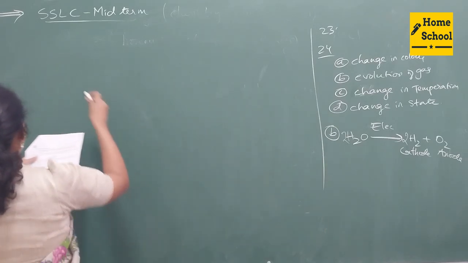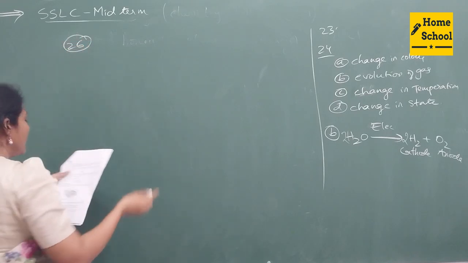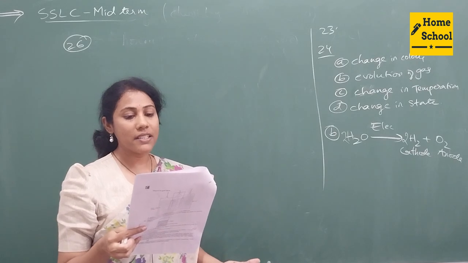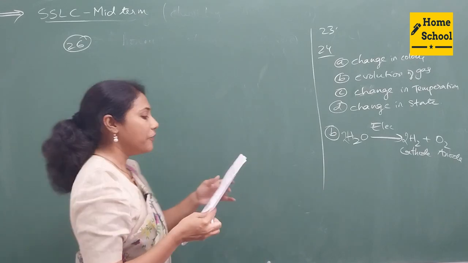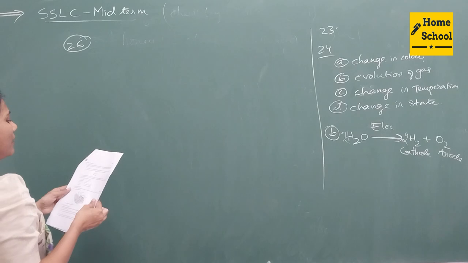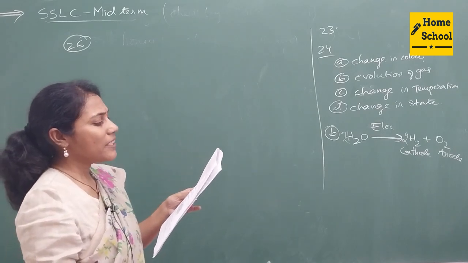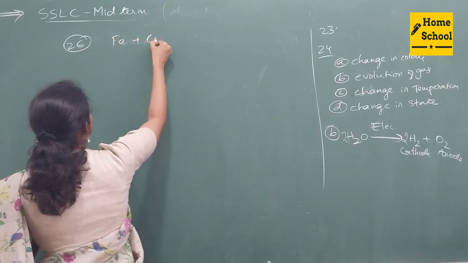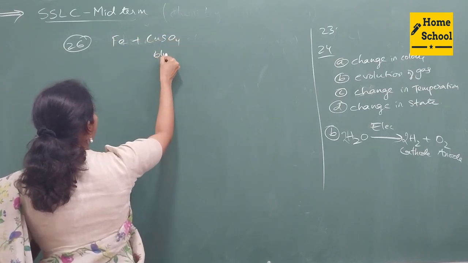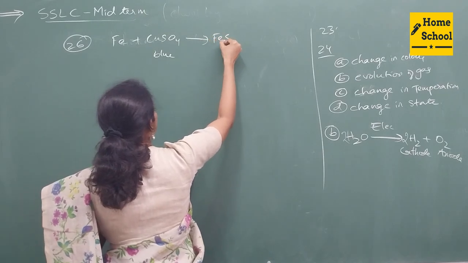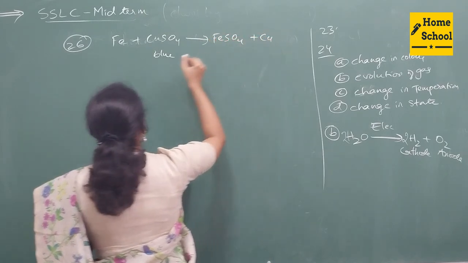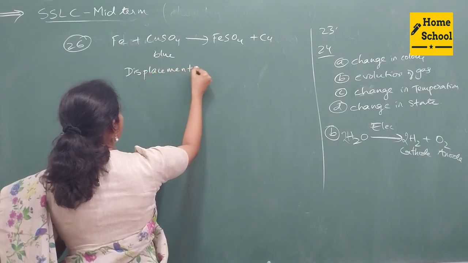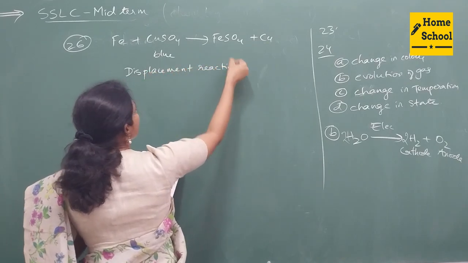Now let me discuss the 26th question. Very famous question only. An iron nail is kept immersed in a beaker having copper sulfate. After a few minutes a brownish coat develops. They are asking: mention the type of reaction and write the chemical equation. Iron plus copper sulfate, which was blue in color, gives iron sulfate plus copper. What type of reaction? It is a displacement reaction, and the reaction is in balanced form only.